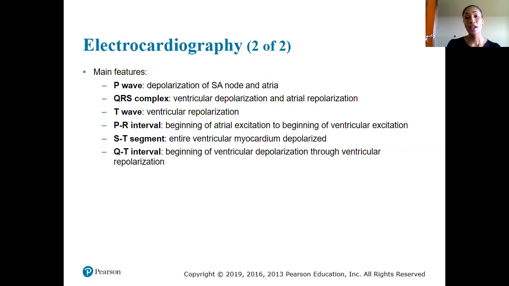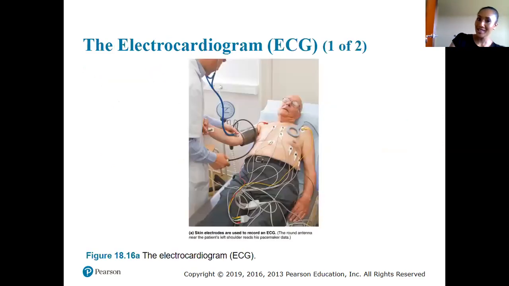The PR interval is the beginning of atrial excitation to the beginning of ventricular excitation. The ST segment involves the entire ventricular myocardium being depolarized, and then the QT interval shows us the beginning of ventricular depolarization through ventricular repolarization.